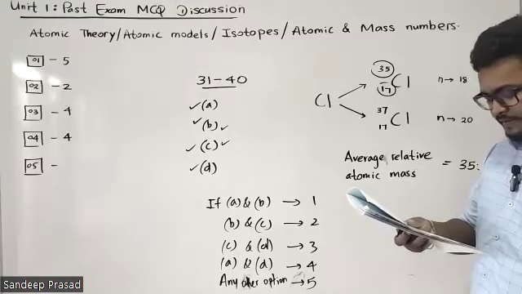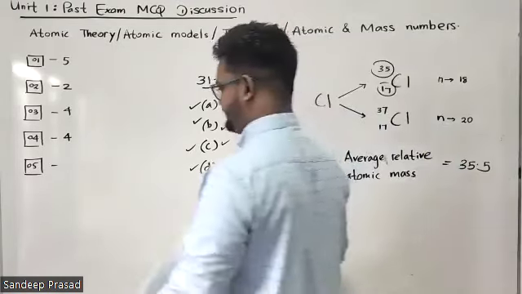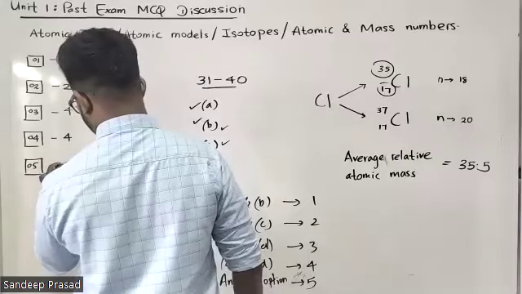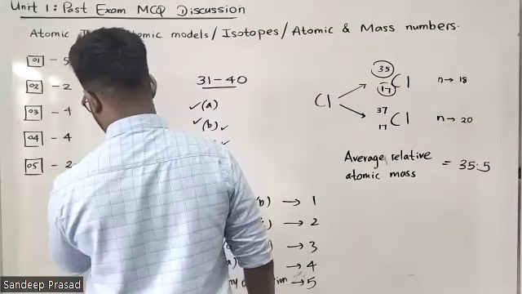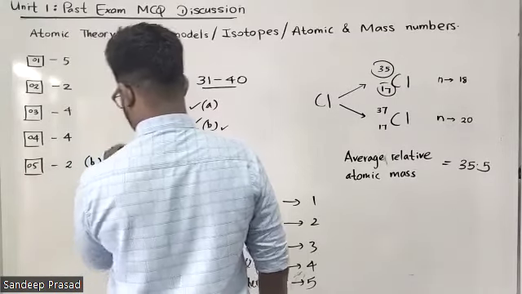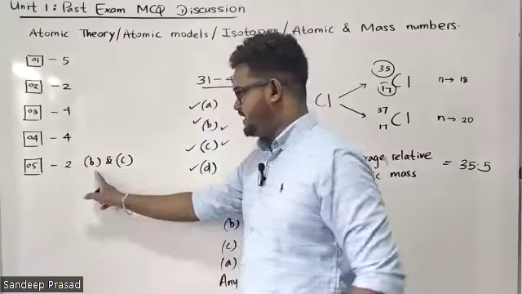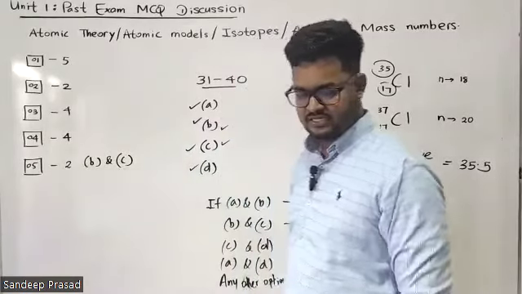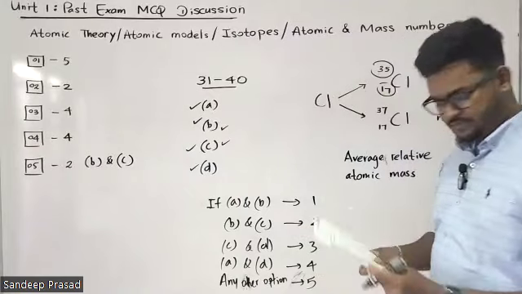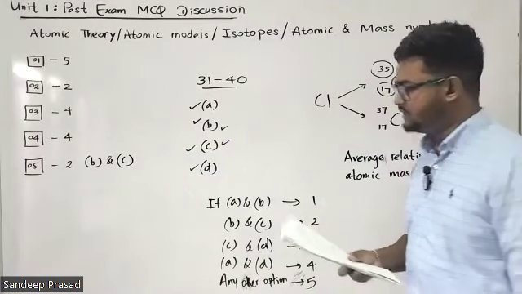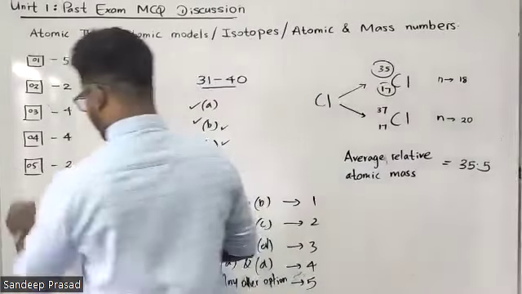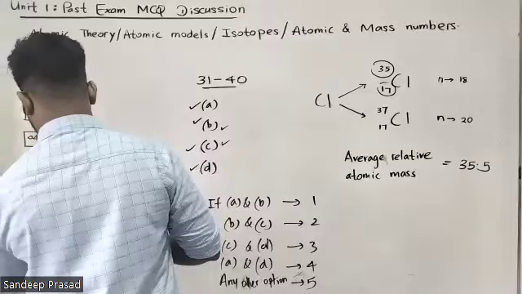Then in question number 5, statements B and C are correct. Therefore, the answer is number 2. Right? Since statements B and C are correct, we can choose that answer number. This is the way that we have to choose the answers. Now let's go to question number 6.